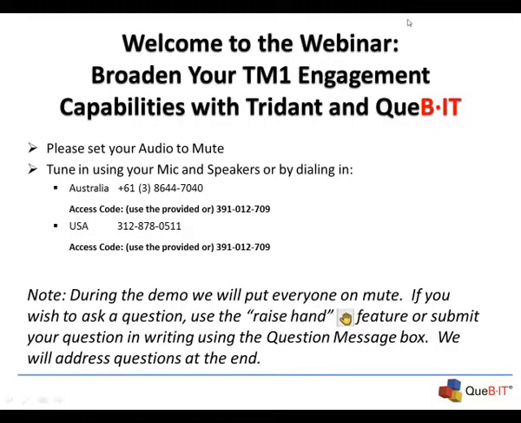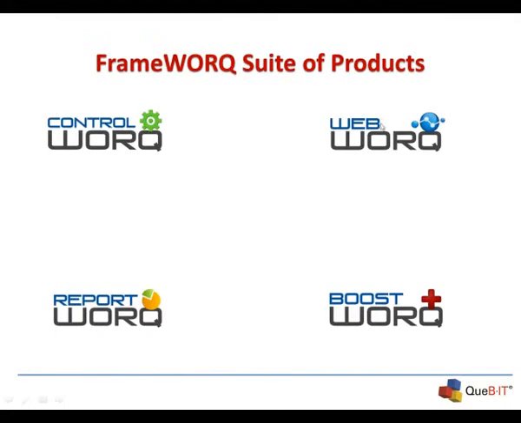As James mentioned, Trident is QueBIT's reseller for Australia and New Zealand. What I'm going to show you today is our Framework suite of products, specifically ReportWork, but we're going to touch on a couple of others. In our Framework suite, we actually have four products currently on offer: ControlWork, WebWork, ReportWork, and BoostWork. We're going to focus on ReportWork today, but you're going to see a little bit of WebWork and a little bit of BoostWork. We intend to have future webinars that will take you on a deeper dive into both of these products, as well as our ControlWork product.